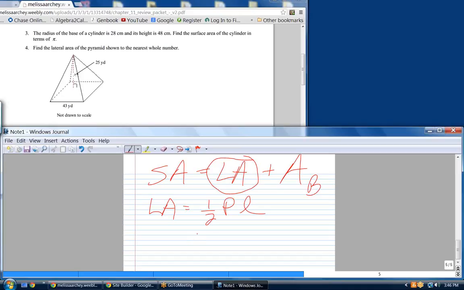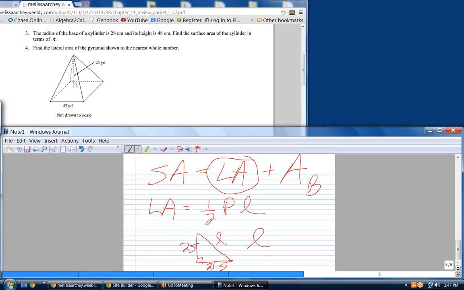Now let me draw what that triangle is going to look like. The red line that I just drew is the same as this dotted red line. All right. Here's the slant height. What's this dimension? The first line that I drew? 25. What's the bottom side of this right triangle? 43. Nope. Would that be half of 43 then? Yep. So it'd be 21 and a half.